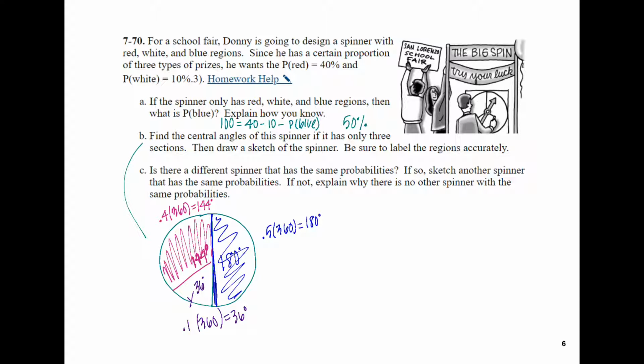Well, when we think about this, yes, there absolutely could be another spinner that has the same probabilities. There can be more than 3 sections to a spinner, but the ratio of the areas for each color must match the ratios for the spinner in part B. So the important thing is we want to make sure that the ratios match.